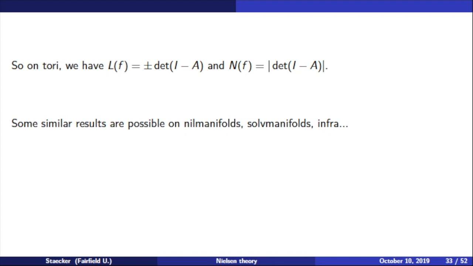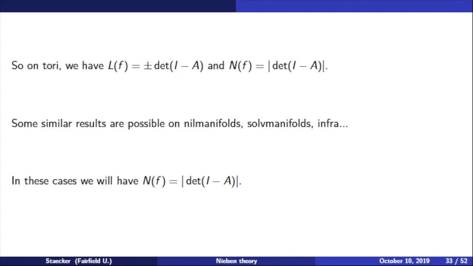You can do this also on some other kinds of spaces: nilmanifolds, solvmanifolds, infranilmanifolds. These are all different generalizations of tori, and the same basic idea works. You can still express the map as some kind of matrix, and the same formula holds for the Nielsen number on those kinds of spaces. All right. Unfortunately, these are all the kind of easy examples. There aren't many other examples of spaces for which it's easy to compute the Nielsen number. So a lot of examples you see in Nielsen theory papers are all about tori, because that's an especially well-behaved scenario.